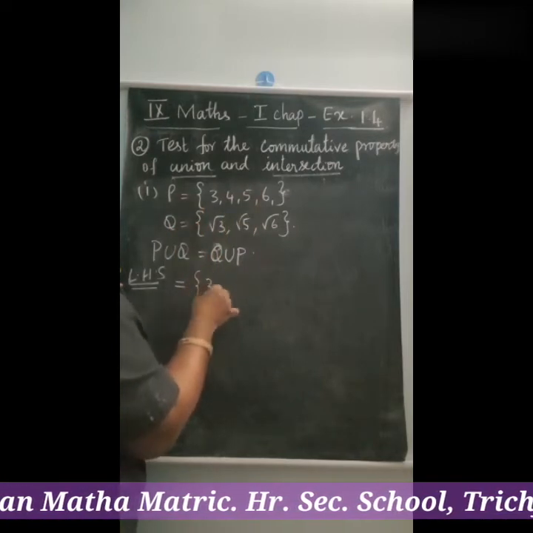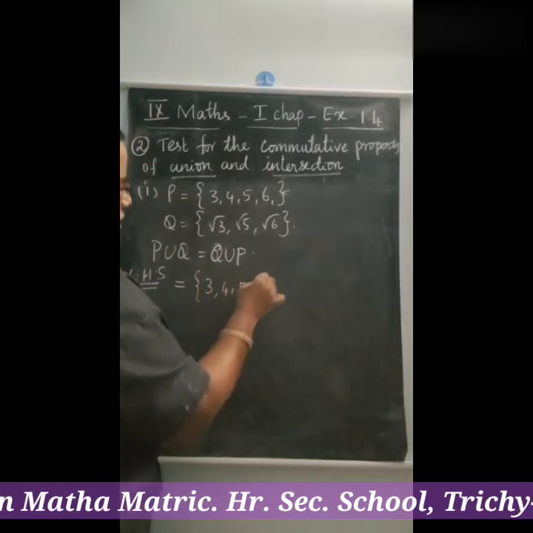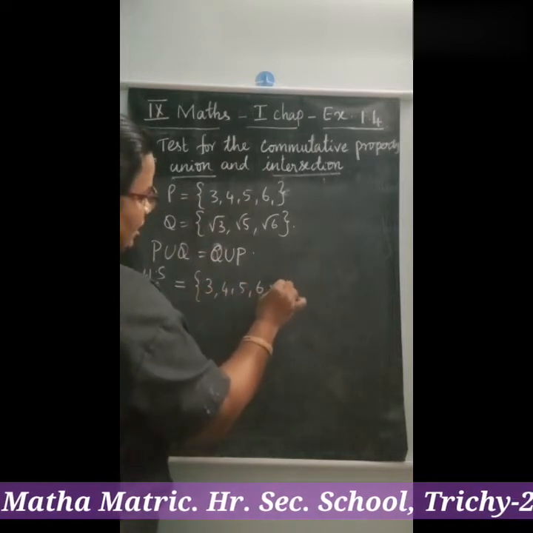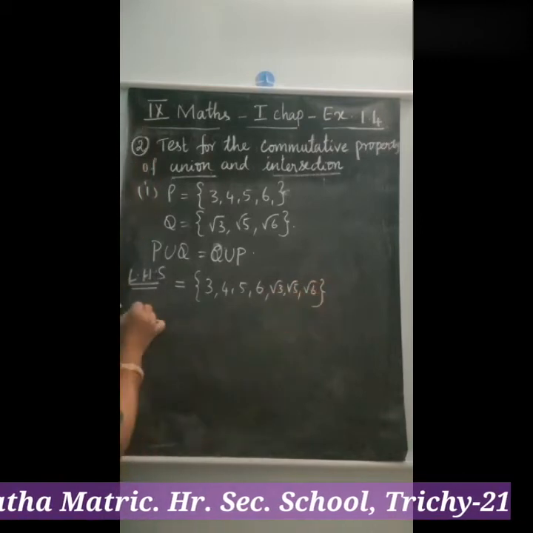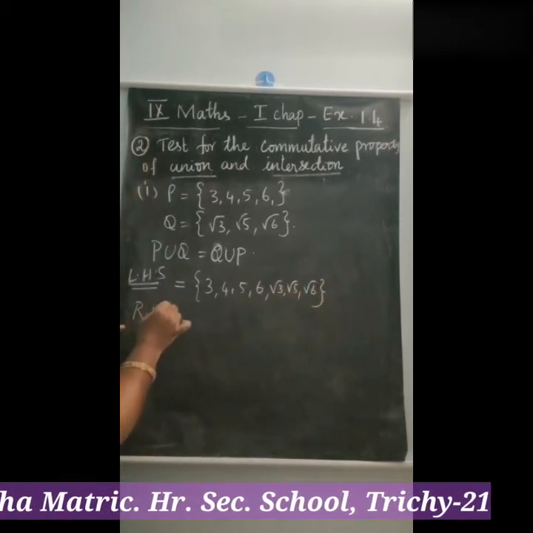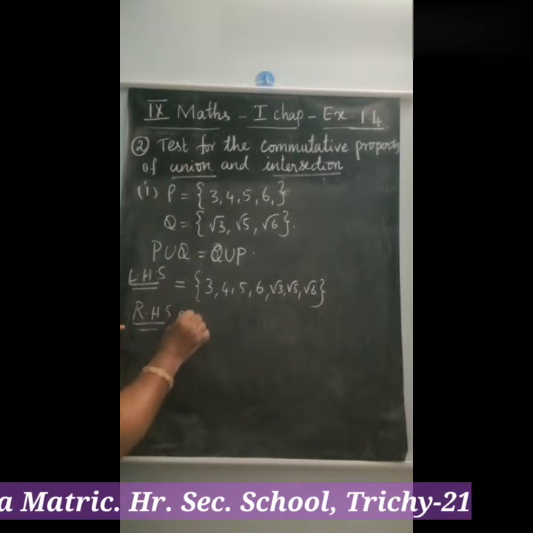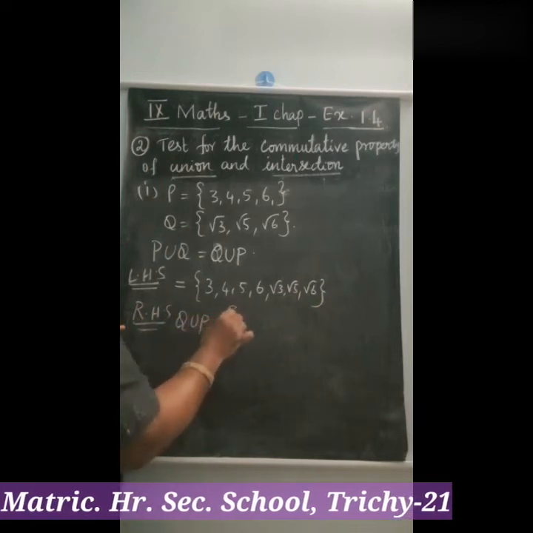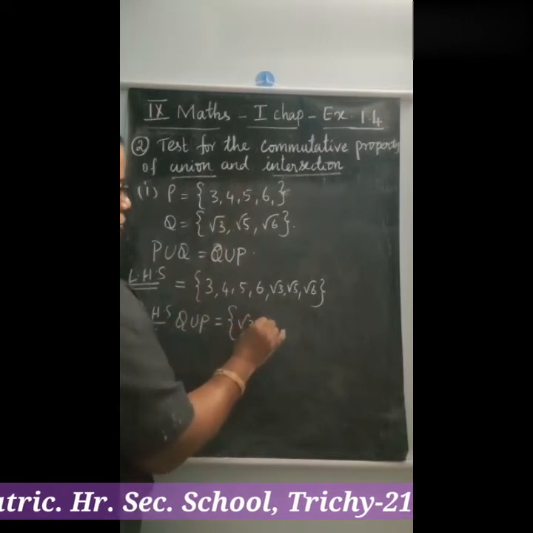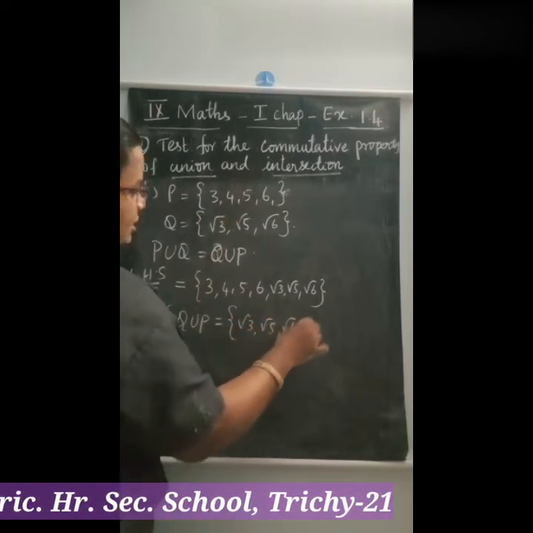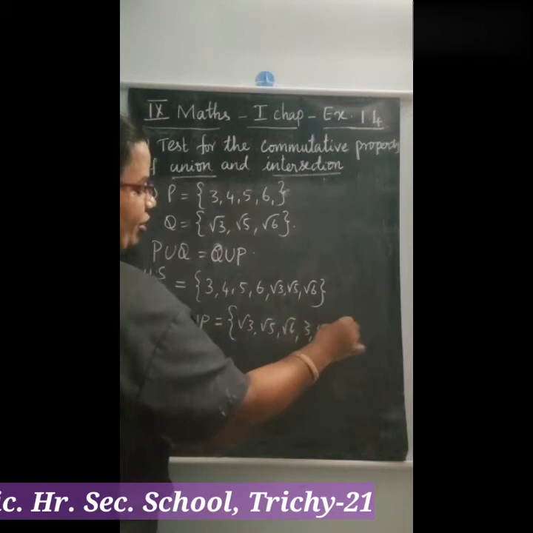So what are the set? 3, 4, 5, 6, root 3, root 5 and root 6. So what is RHS? RHS is equal to Q union P. So that is equal to, you have to write Q and P, that is root 3, root 5, root 6, 3, 4, 5, 6.